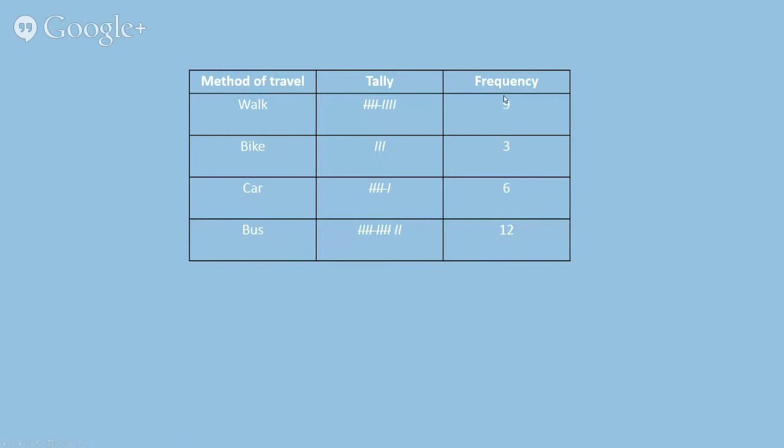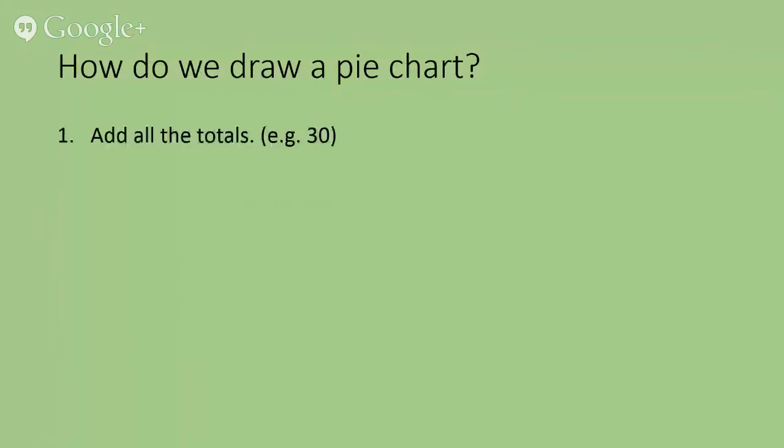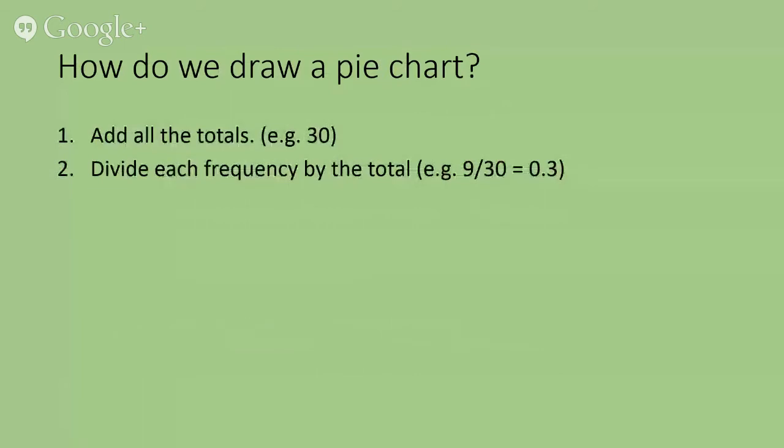And then they all come to 30. So you take the 30 and then you divide each frequency by that total. So there were 9 people who walked. So it was 9 divided by 30 gives you 0.3. And you do the same for the next one and the next one and so on.